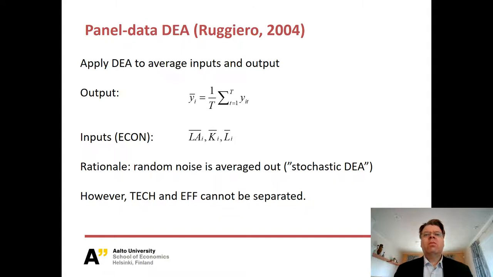I also note here one drawback that with this kind of averaging, we cannot now separate between technical change and efficiency change in DEA. However, we can measure productivity. So having estimated this frontier, I can actually then calculate the distance to the frontier in the usual way.